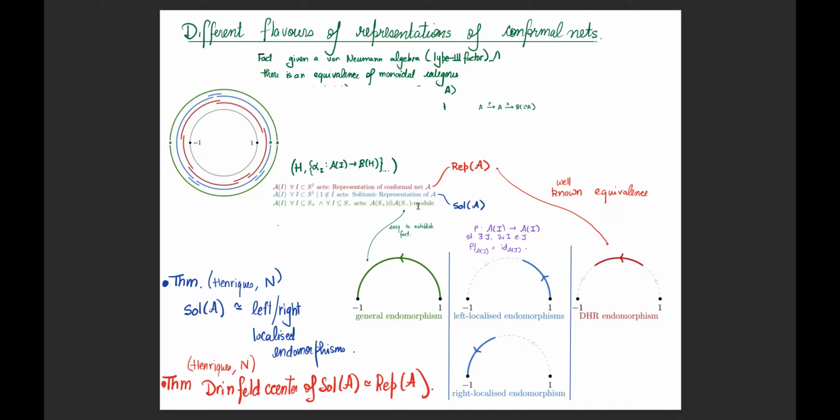And a further theorem is that the Drinfeld center of this category is rep A. This is a very strong statement and does not require any assumption on the conformal net.